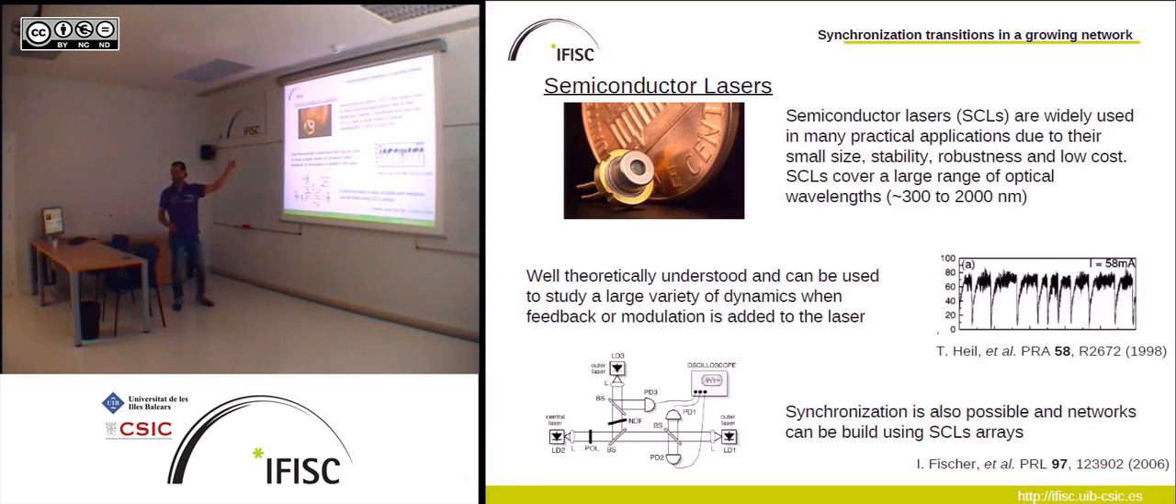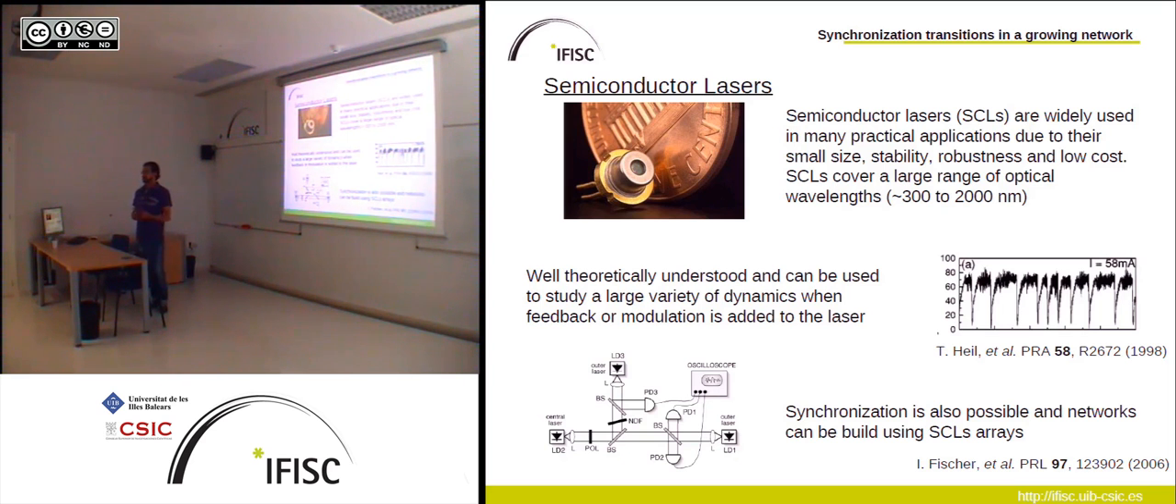Okay. This is a semiconductor laser compared with a penny from the US. Those devices are broadly used in many applications, as you probably know. You can find semiconductor lasers in printers, mouse, CD and DVD recorders and readers, because they have a small size, good stability performance, robustness, and low cost.